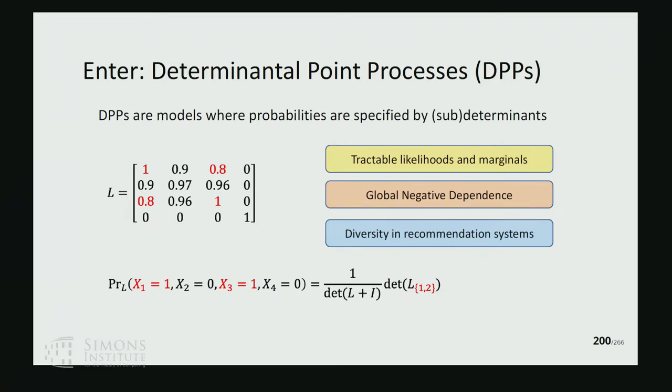They have this nice property called global negative dependence. So as I make more variables true, it becomes less likely that the other variables are true. And this is very intuitive if you think of shopping, right? If you buy a screen for your computer, it's very unlikely you'll buy a second screen, and even less likely you'll buy a third one. So there's this negative dependence that prefers sparse sets as solutions. And yeah, these have applications in recommendation systems.